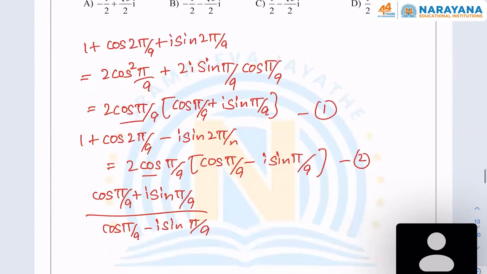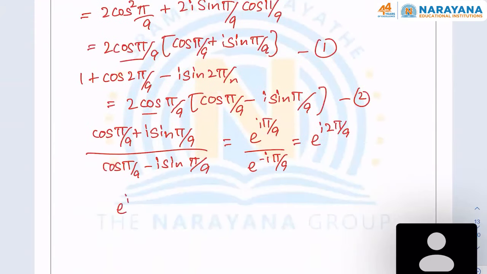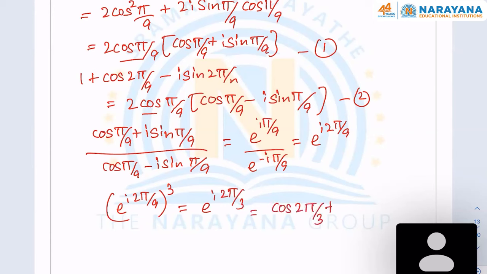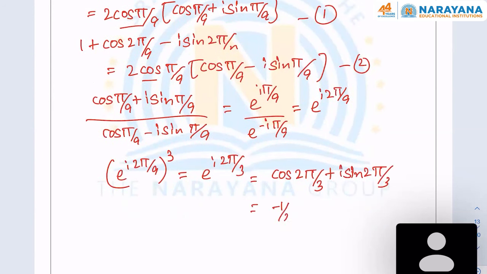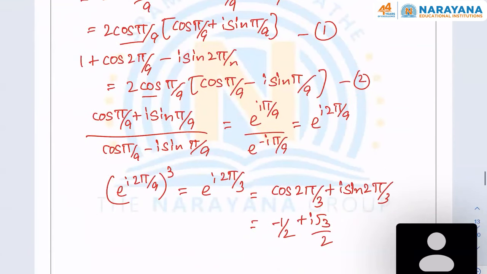So this is equal to e power i pi by 9 by e power minus i pi by 9, which is equal to e power i 2 pi by 9, and also we have whole cube here. So e power i 2 pi by 9 whole cube, which is equal to e power i 2 pi by 3. e power i theta means cos 2 pi by 3 plus i sin 2 pi by 3. Cos 2 pi by 3 value is equal to minus half plus i root 3 by 2. So the correct answer is A, minus half plus i root 3 by 2.